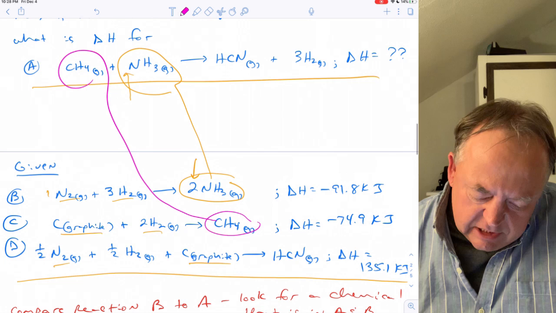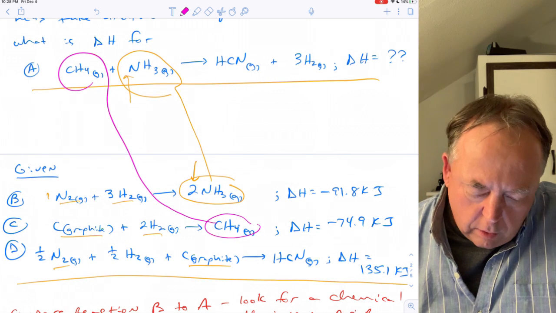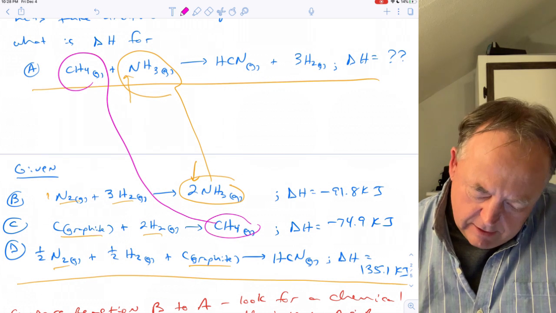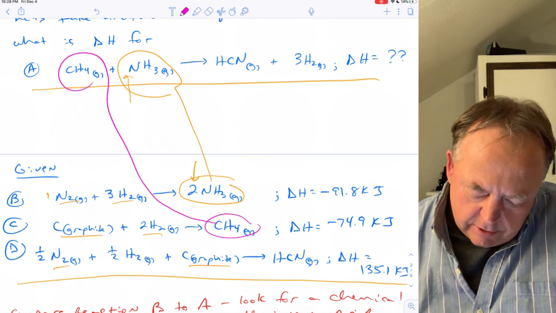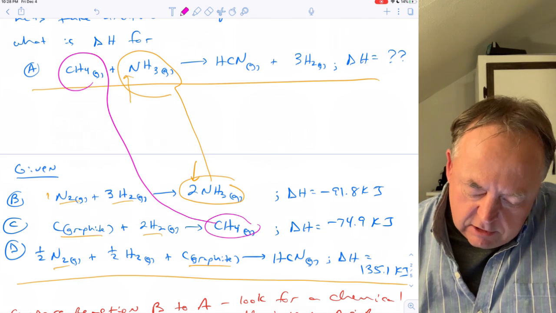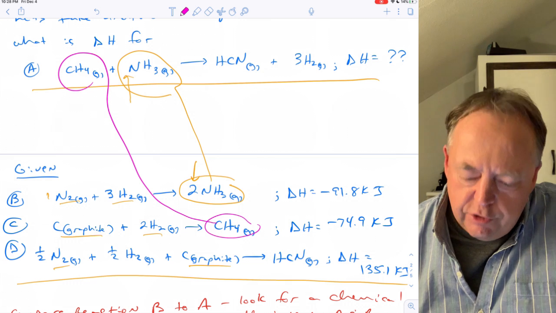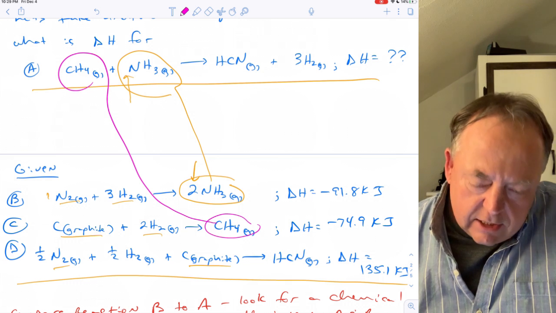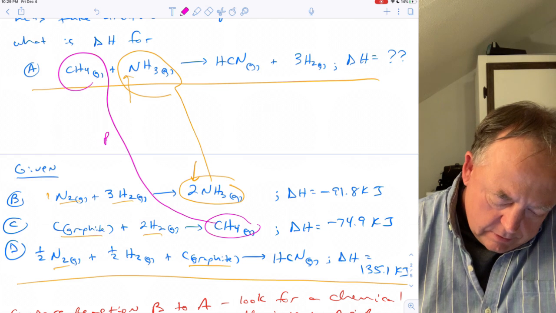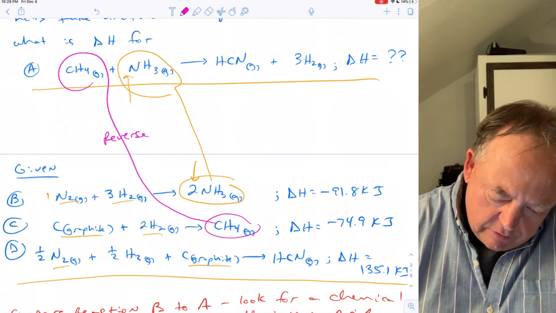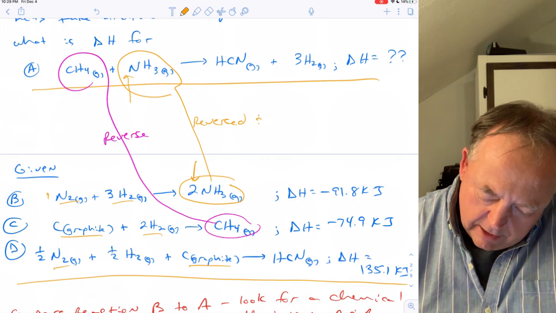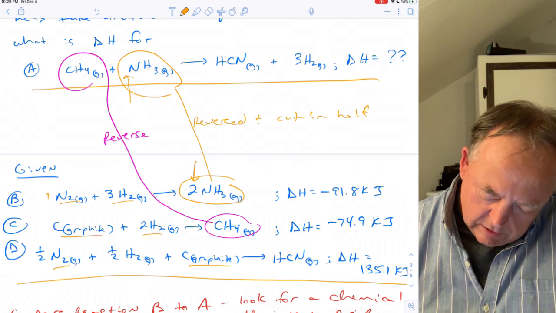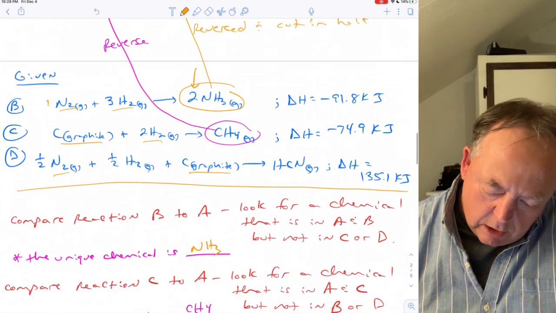So what do we need to do to C to make CH4 look like the CH4 in A? Well, it's on the right of the arrow in C, but it's on the left of the arrow in A. There's only one in both cases, so we don't have to change the stoichiometry any. We just have to reverse the direction. All right, so there we reversed. Here we reversed and cut in half. Okay, so C, all we got to do is reverse it.